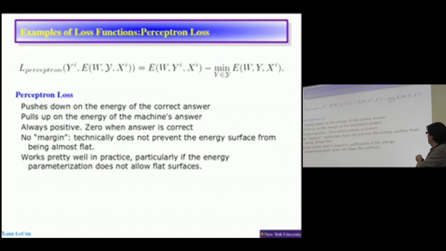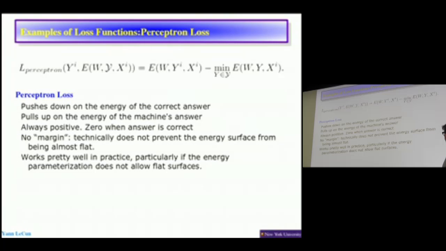It may still have this collapse problem, because this does not push the energy of the correct answer to be strictly lower than the energy of everything else. It's zero if they are exactly the same. Okay, so you can still have a collapse here. So it works better in practice, particularly if the energy parameterization does not allow for flat surfaces, which is the case when E is linearly parameterized in W.